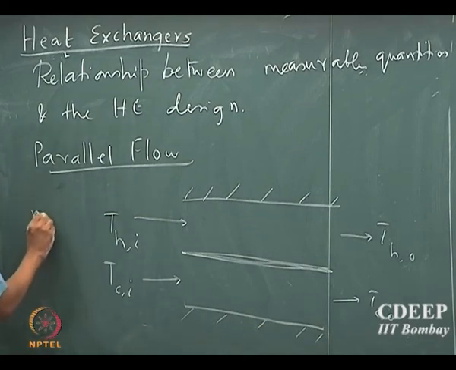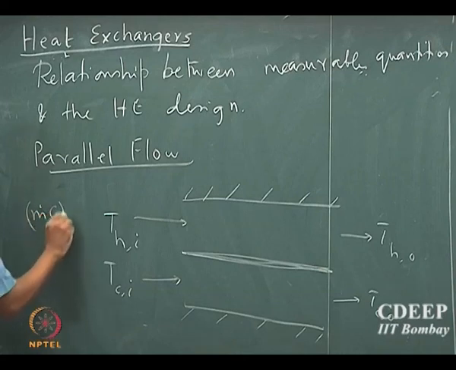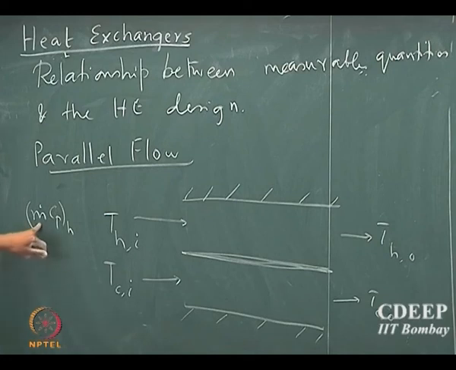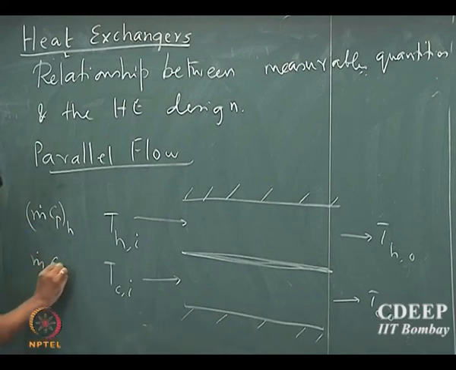And if I also say that m dot Cp H is the capacity of the fluid, m dot is the mass flow rate of the hot fluid, and Cp is the specific heat capacity of the hot fluid, and similarly I can write this m dot Cp of the cold fluid.